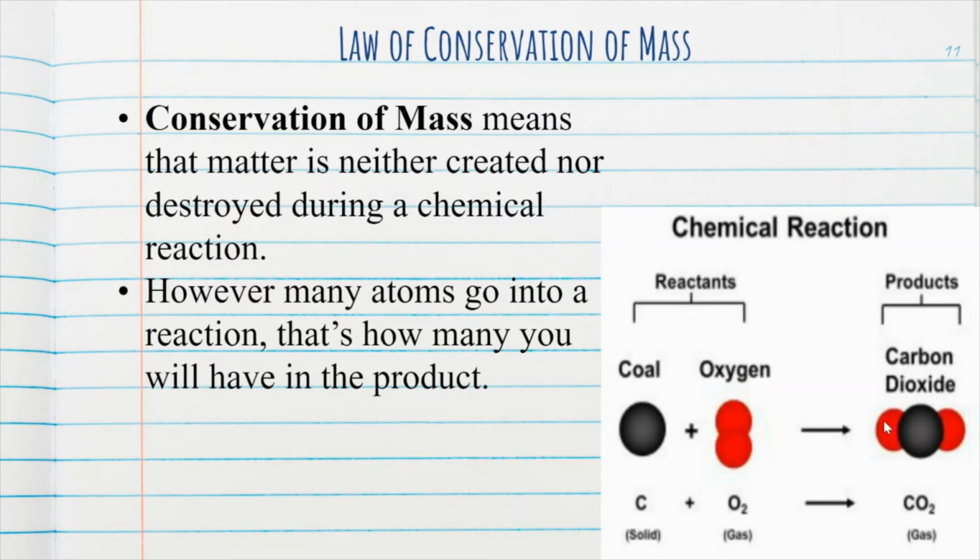When you get a product over here, you have the same amount, they're just rearranged, right? So you have the carbon and you have the 2 oxygens attached to that carbon. So the same amount, right? 1 carbon, 1 carbon, 2 oxygen, 2 oxygen. They are not created, they are not destroyed, they're just rearranged. And this is very important right now when it comes to balancing chemical reactions.